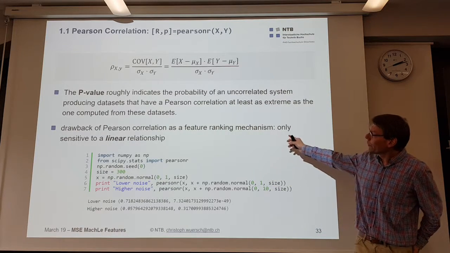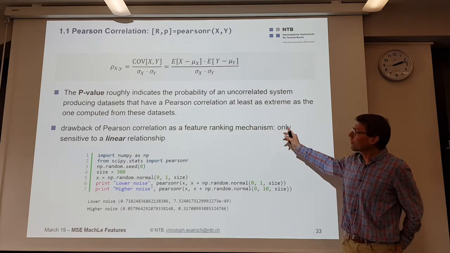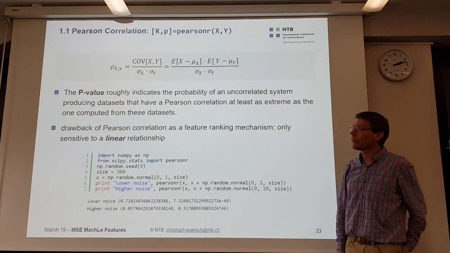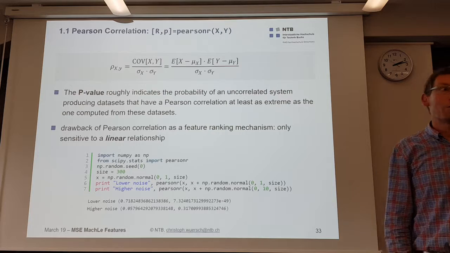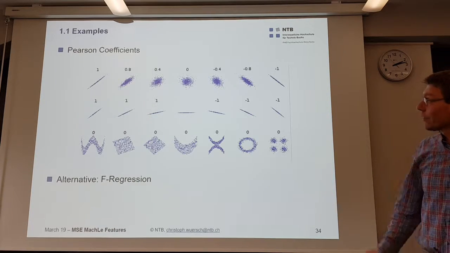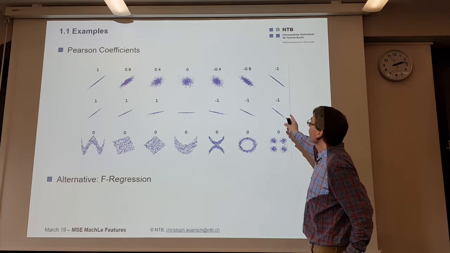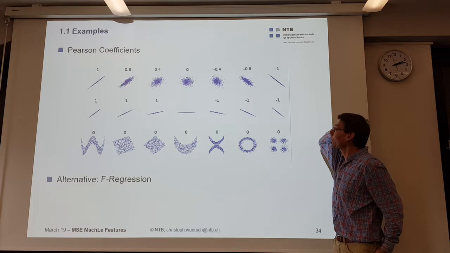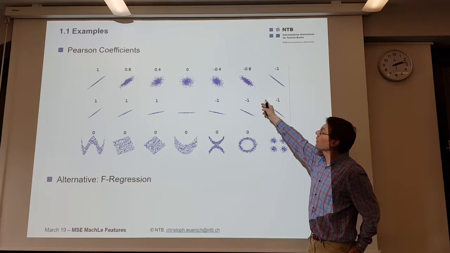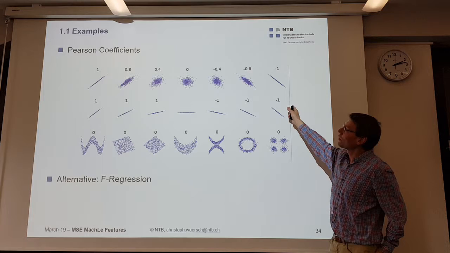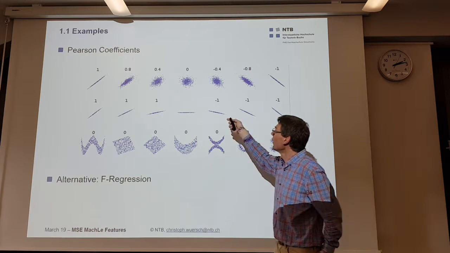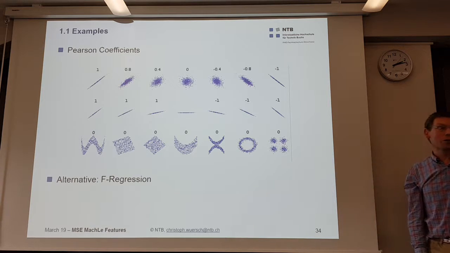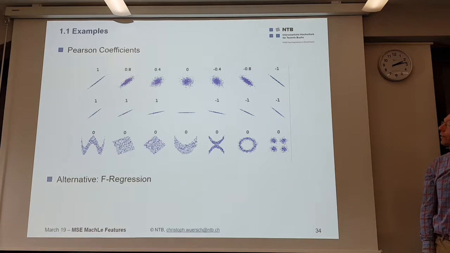The drawback of the Pearson correlation as feature ranking is that it is only sensitive to linear relationships. There are many nonlinear relationships where we still would say the data is correlated. Here are some examples. This is the Pearson correlation coefficient for this kind of data. For linear correlations it looks like that. We say, okay, it's totally negatively correlated, or totally positively. Then we add some noise, and it gets worse.